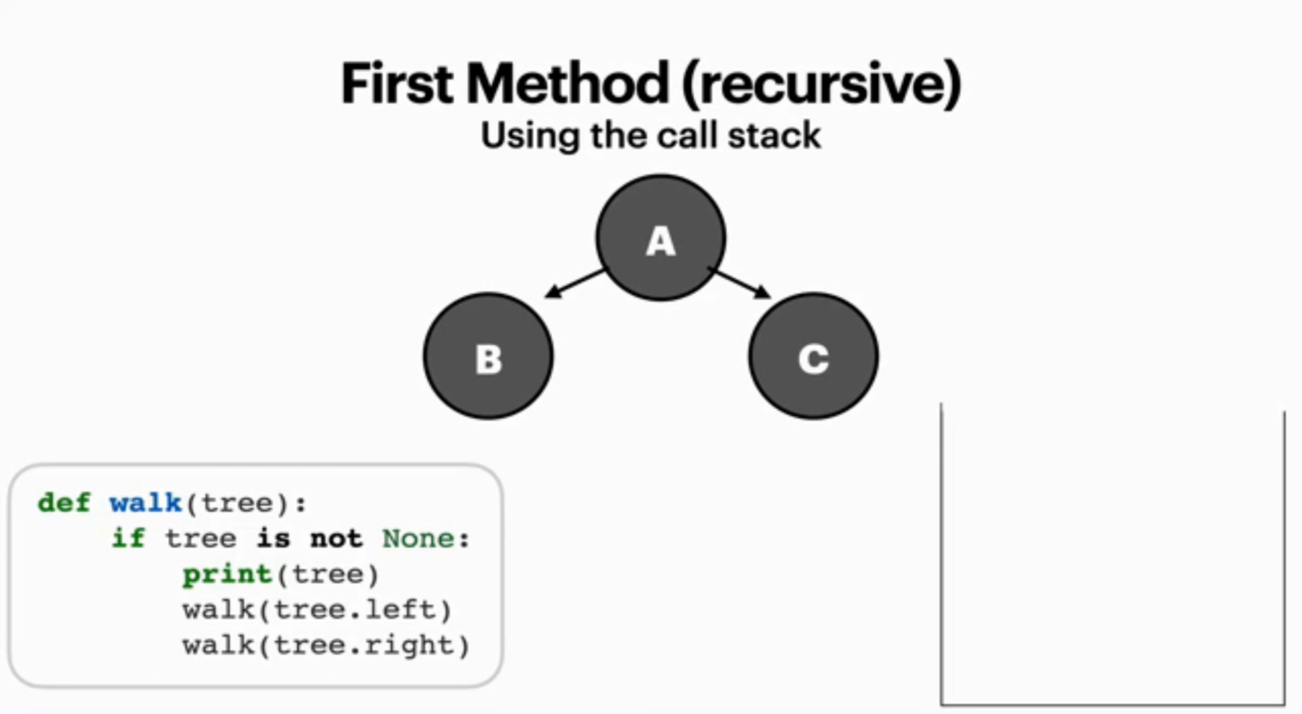So every time we call a function in any programming language, it adds a frame onto the call stack. So if I run this depth-first search here, first we call walk and we pass in the node A. So here on the right hand side is our call stack. Then the first thing we do is print out A. Then we call walk tree.left.